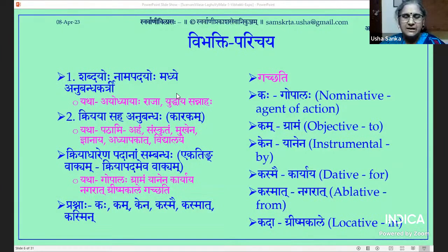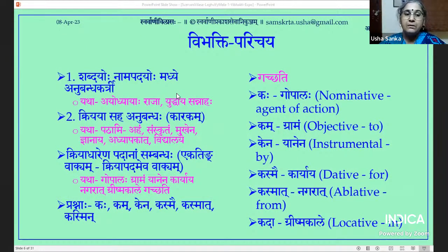So Shashti stays away, and all the other six Vibhaktis are very happy. They go and make friends with the verb. Shashti doesn't go, so for all the others, this definition will apply. Vibhakti is also establishing a relation with the verb. This is the second thing.